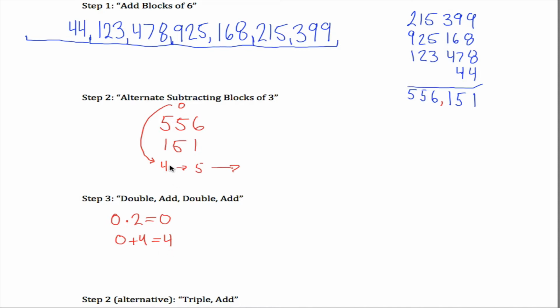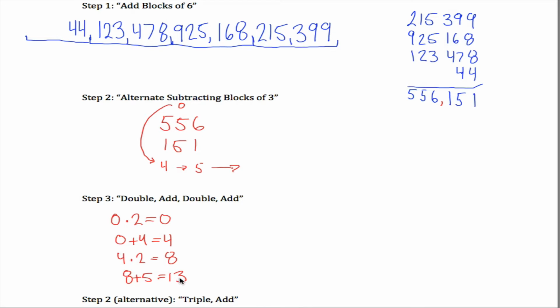Now I'm going to double again. I did the double, I did the add, now I'm on this double. Take this 4 right here and double it. 4 times 2 is 8. And then I've taken care of this double. My last step is to add. I got to add this 5. 8 plus 5 is 13. And because 13 is not divisible by 7, this original number is not divisible by 7.